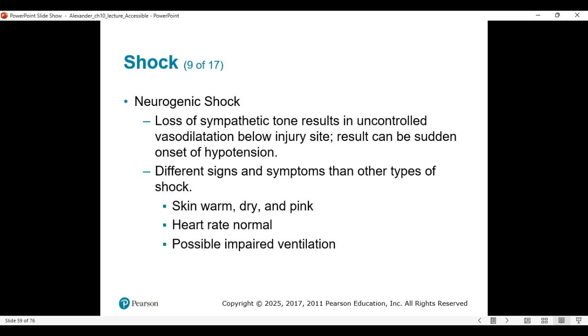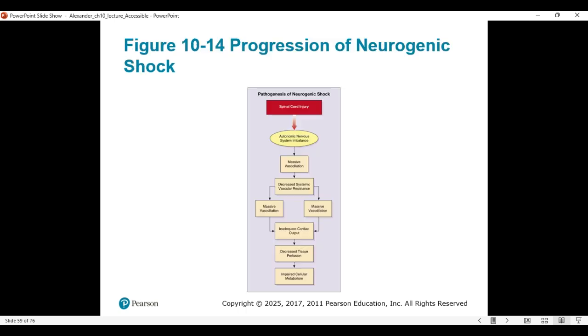Now, neurogenic shock could present differently than any other shock because the skin can be warm, dry, and pink. The heart rate could be normal, and they may have possible impaired ventilation depending on where the injury site is. So just remember, they could be pink, warm, dry, have a normal heart rate, and still be in shock.